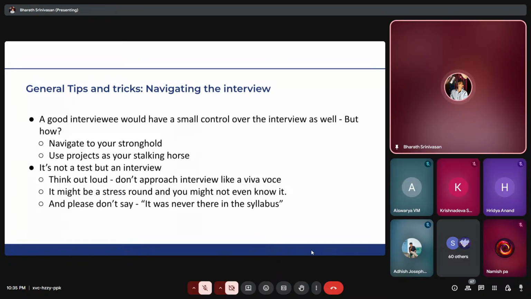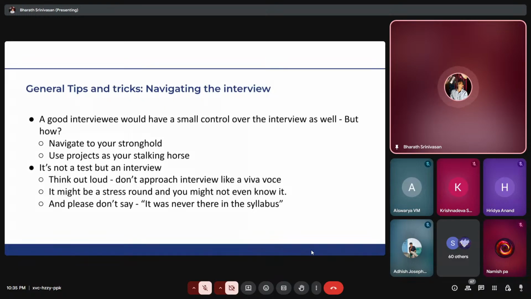And this is very important: never say it was never there in the syllabus or something like that. It has happened, and I got to know it after coming into Synopsys. I don't know where it came from, or whether it was false information, but from MEC itself, there was an incident wherein the interviewee told the interviewer, I'm sorry, it was not taught in our syllabus.